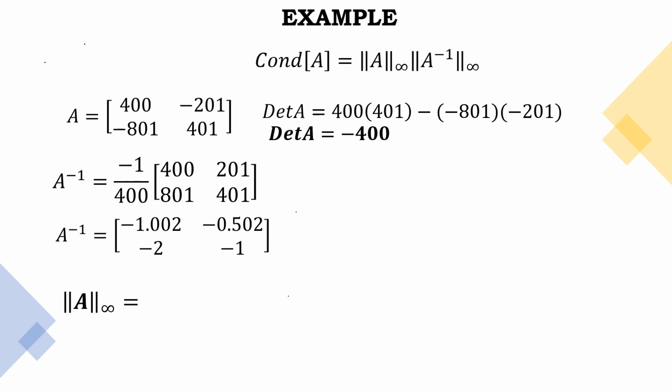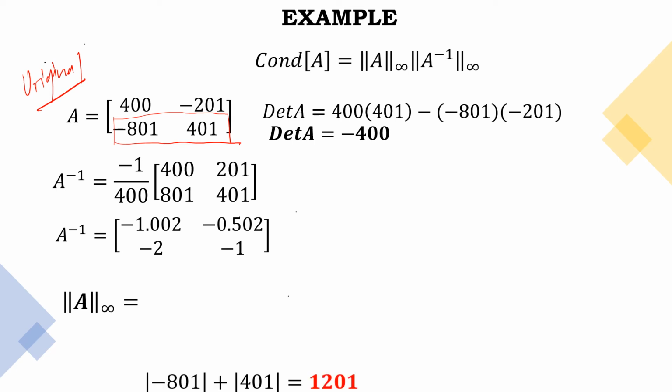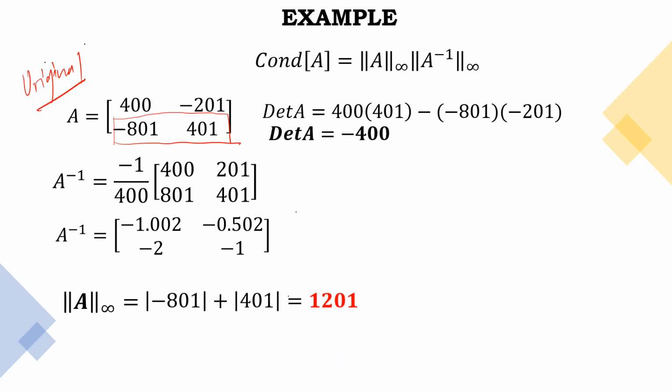The same thing as earlier, we will look into our original matrix. This is our original matrix A. Then we will identify the row which will produce the largest sum. Always remember to get the absolute value and then add. Add the two elements. So the absolute value of negative 801 is of course 801. Add it to 401. The result is 1201.